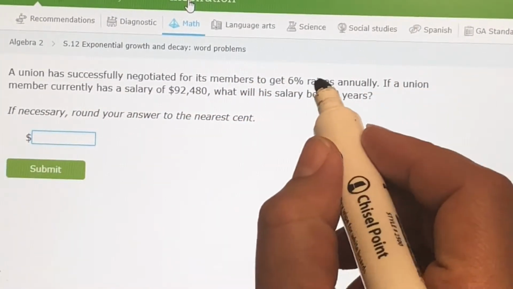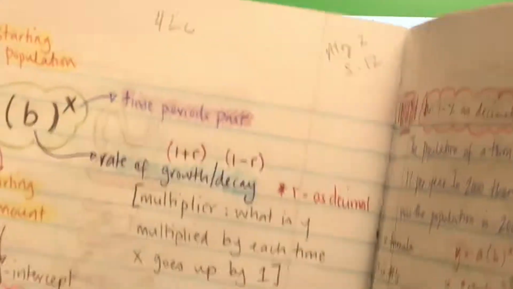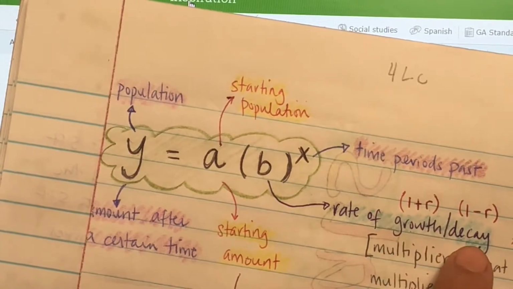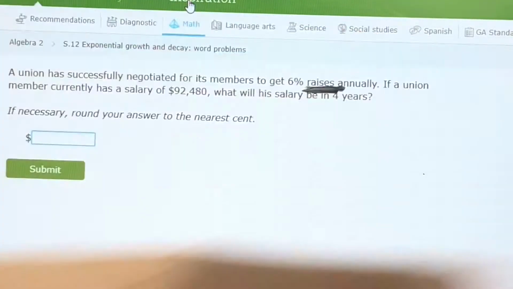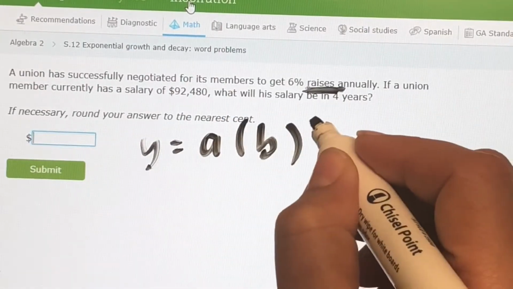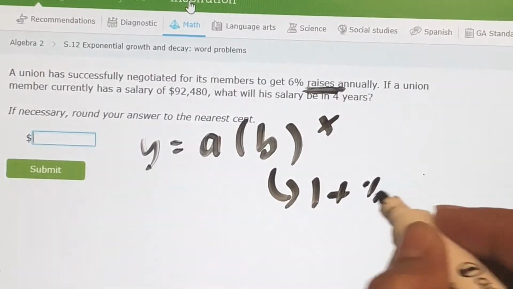Raises. What does raises mean? Is that growth or decay? That's going to be growth, because it raises. If it was decreases or declines, that would be decay. So I obviously need my formula for growth. Your general formula is that, and if it is growth, you're adding 1 plus percent. If it's decay, you're 1 minus your percent. So you write down your formula: y equals a, b to the x, where your b is 1 plus percent as a decimal because it's growth.